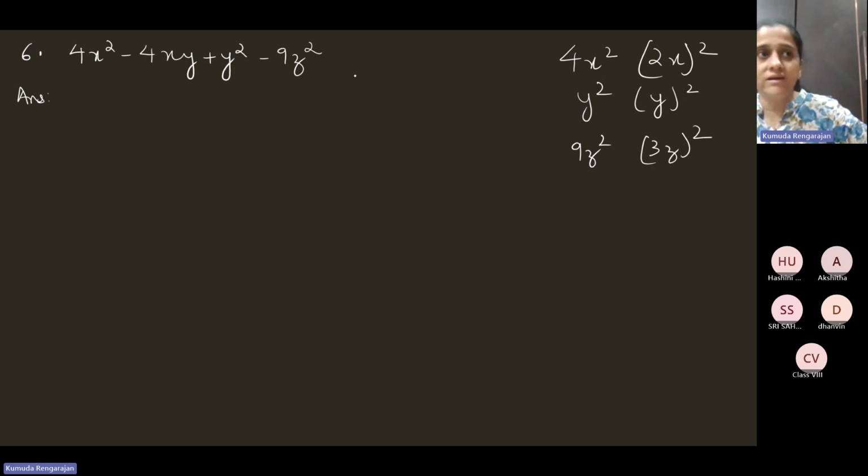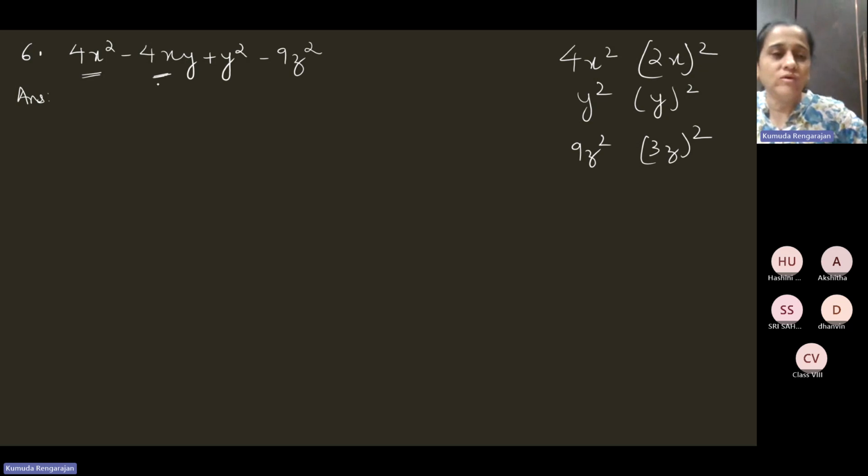Of the 4 terms there, 3 terms are perfect squares. 4x squared can be written as 2x the whole square. y squared is y the whole square. And 9z squared is 3z the whole square. So now this other term which is not a perfect square, 4xy. What are the variables in it? x and y. x and y are the variables.